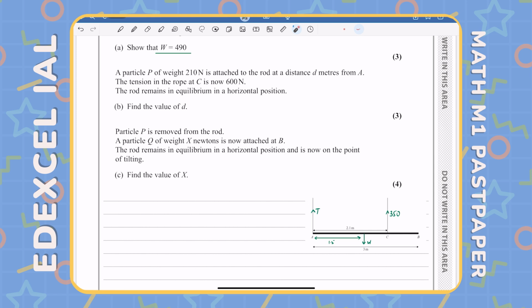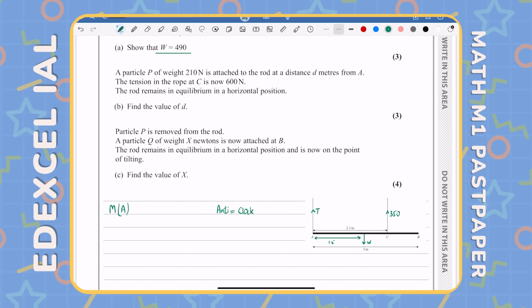If I find the moments about C, then we will have to deal with the weight and the tension, and they're both unknowns. So how about I pick a point and find moments about that point, so that I don't have to deal with two unknowns? Let's pick A and calculate moments about A. Remember, because it's in equilibrium, all the moments acting anticlockwise will be equal to the clockwise moments.